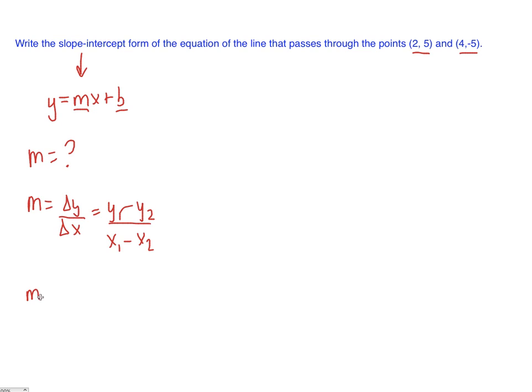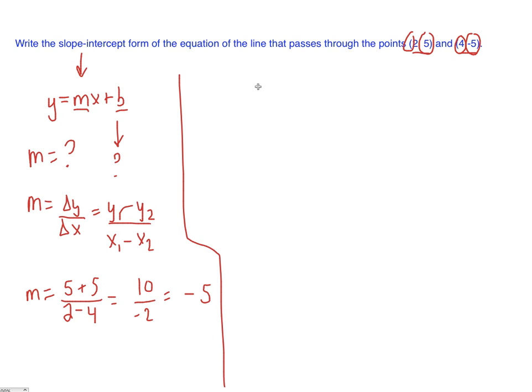So let's go ahead and calculate the slope here. I'm just going to take the y's first and subtract them. So I have 5 minus negative 5, which becomes 5 plus 5 actually. And then I have 2 minus 4 on the bottom. So of course I got 10 on top, and I've got negative 2 on the bottom, which I can reduce to negative 5. So now I have the slope, and now I just need to find the y-intercept.